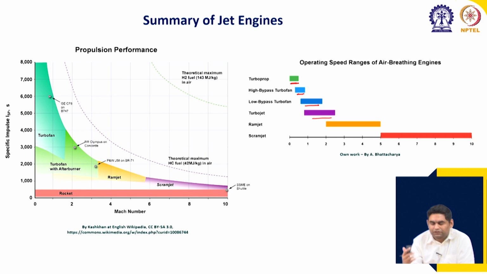Then for ramjet, it cannot operate at low speed. So, it starts from high speed and can go up to Mach 5, and then for the scramjet we have an even larger, high velocity envelope going from Mach 5 to Mach 10 or even beyond that.